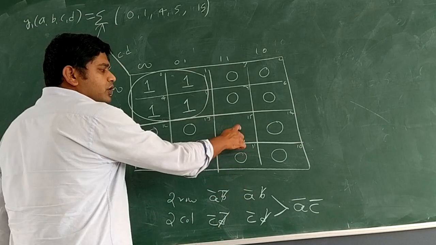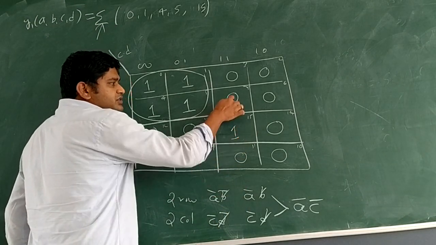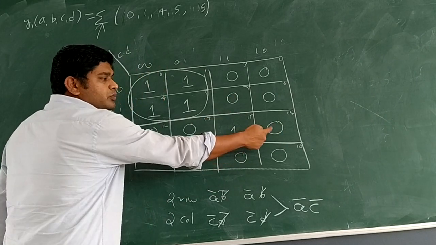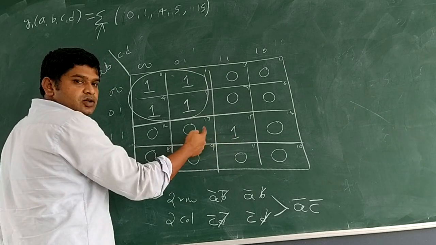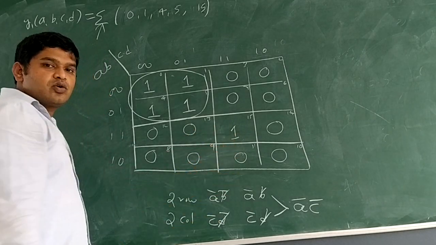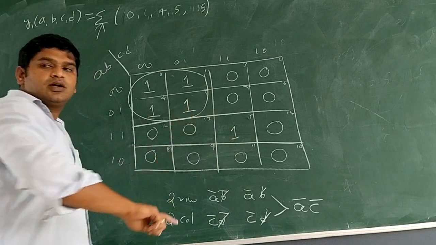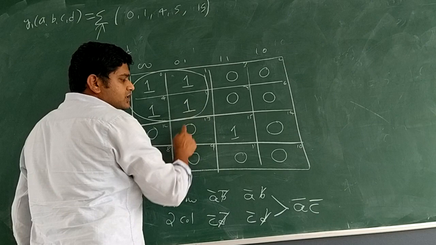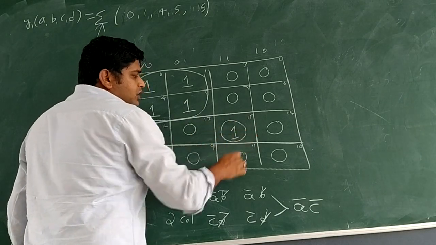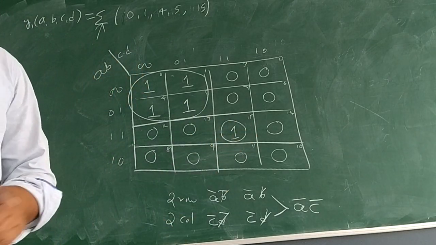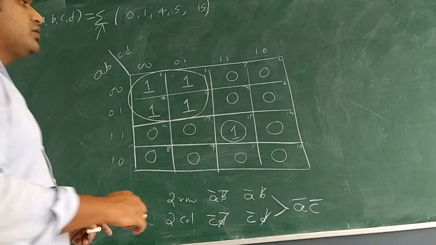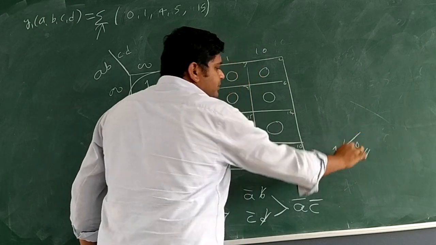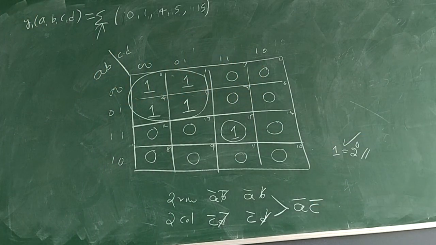So now how about this one? See, adjacent is 7 with 15, no. 15, 14, no, because it is 0. 15, 13, not allowed. 15 with 11, not allowed. 15 with 5, not allowed because of the diagram. So this doesn't have any ones adjacent. So the next cover size is 1. Size 1 is equal to 2 raised to 0. Hence it is allowed.